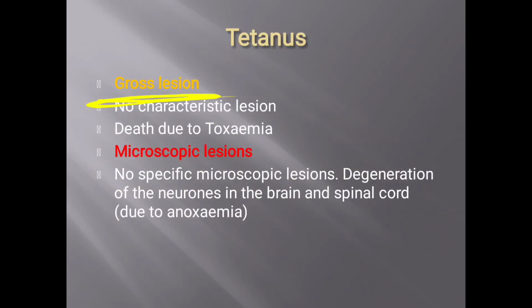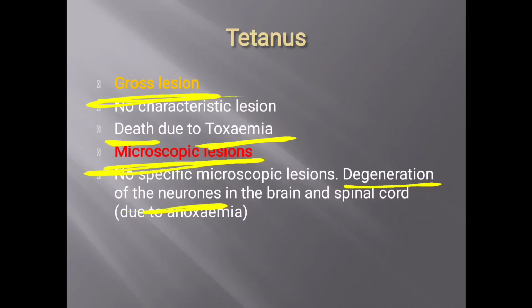There are no characteristic gross lesions. Death is eventually due to toxemia, and microscopic lesions include degeneration of neurons in the brain and spinal cord.